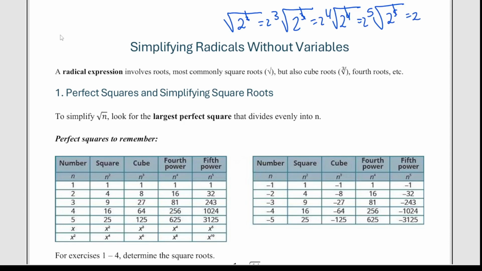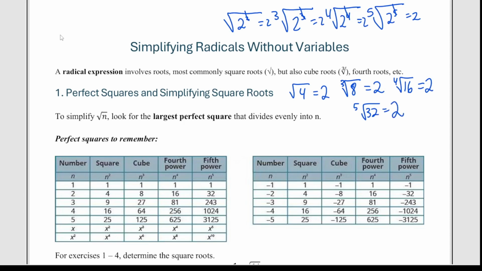Now, typically, you're not asked about it in that way, though. Instead, they may say square root of 4. Well, 2 times 2 gets us 4, so that's 2. Cube root of 8. Well, 2 times 2 times 2 gives us 8, so that would also be 2. Fourth root of 16. Well, 2 times 2 times 2 times 2 gives us 16, so that's 2. Fifth root of 32. Well, 2 times 2 times 2 times 2 times 2 gives us 32, so that's 2.